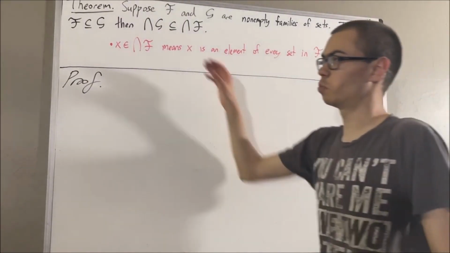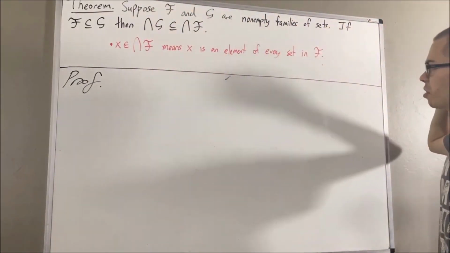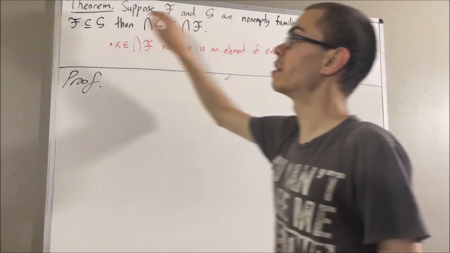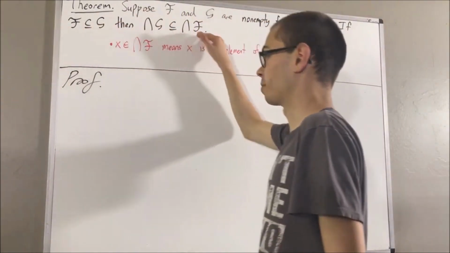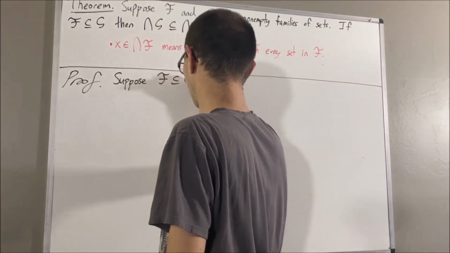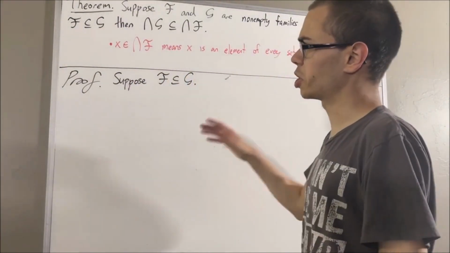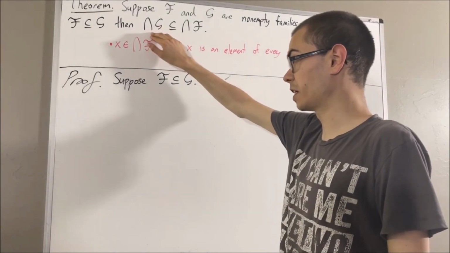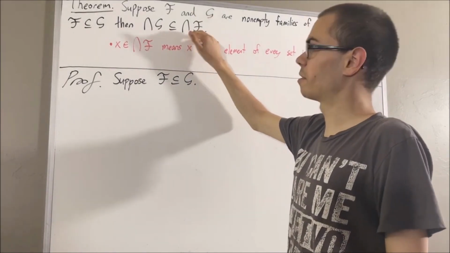Okay, now let's get into proving the theorem. Now notice, we're trying to prove if this is true, then this is true. So let's suppose that this is true. From here, our goal is to show that everything in the intersection of g lies in the intersection of f.